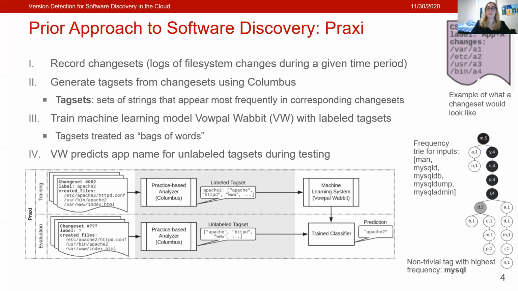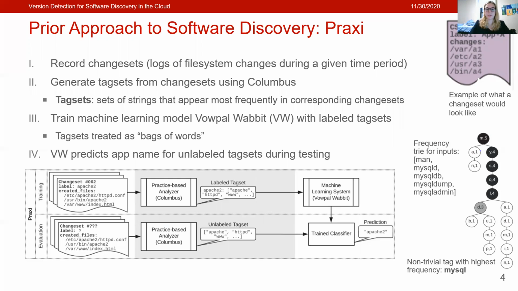Next, Praxi uses a tool called Columbus to generate tag sets. File paths are tokenized to get a list of directory and file names, and these tokens are then indexed into a frequency tree to discover tags. Tags are defined as the most frequent, longest common prefix among the list of all tokens in the file system tree.